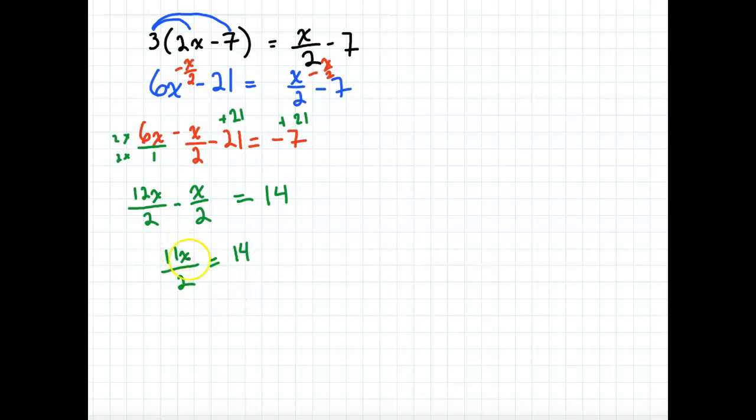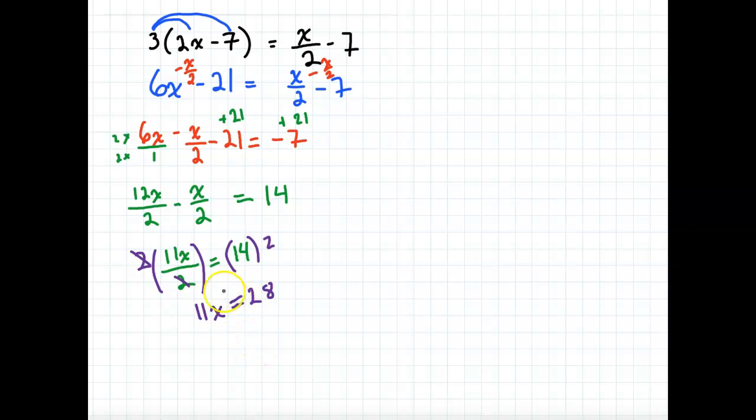I'm still not there yet. I'm still not at x, but I need to undo this division. Now, how do I undo division? Yeah, multiply. That's dividing by 2, so I need to multiply by 2. So now that's 2 divided by 2, that's just 1. And I also need to multiply by 2 here. So I'll have 11x equals 28.